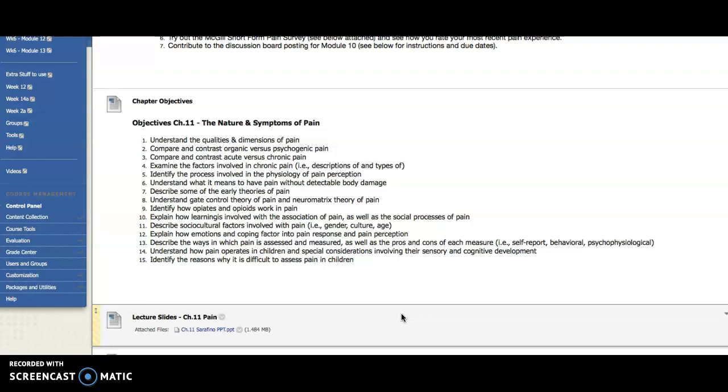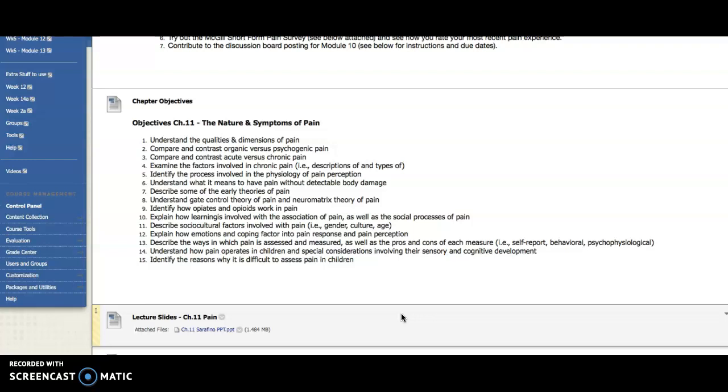Those are very extreme examples, but there's everything in between there, and that can affect how a person is going to process pain. We'll also look at some sociocultural factors that are involved with pain, things like gender and culture and age. These are demographic variables about the person that can alter how a person perceives and processes pain. We'll also look at how emotions and coping factor into pain response and pain perception.